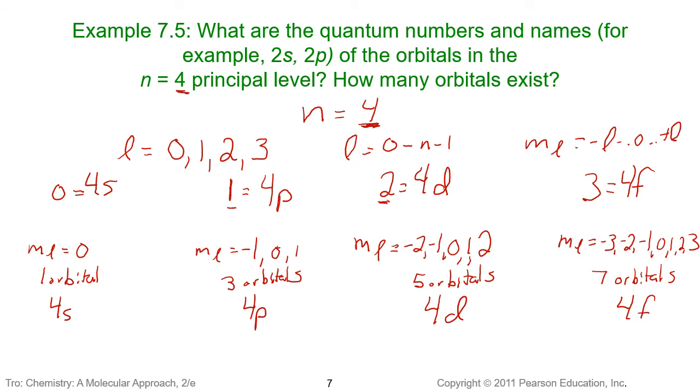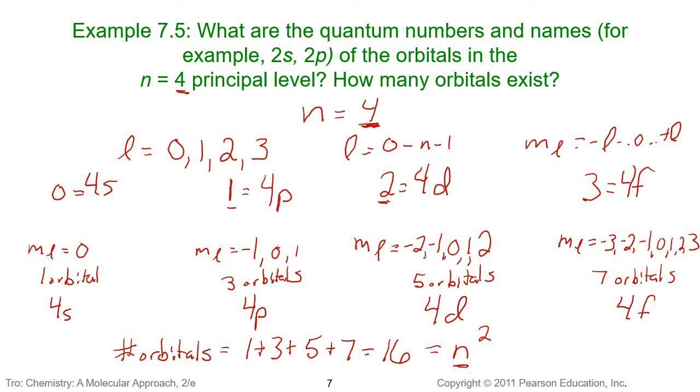So if we add these together, the number of orbitals is 1 from the s, 3 from the p, 5 from the d, and 7 from the f. That gives us a total of 16 orbitals, which is 4 squared, or our principal quantum number squared.